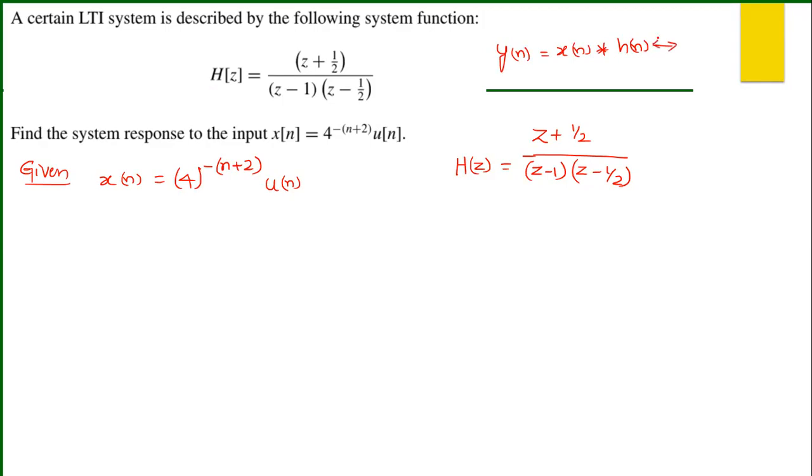What is the corresponding Z transform? Y of z is equal to X of z into H of z. That means we already have the H of z. We need to find what is X of z.